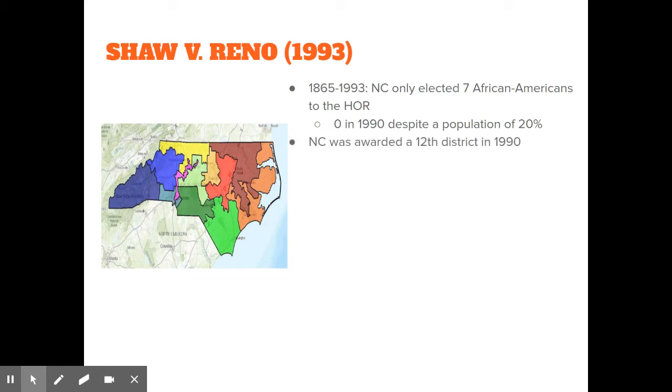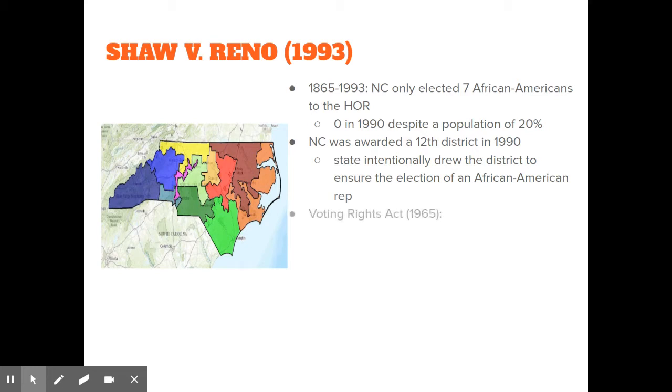So in 1990, because of reapportionment, North Carolina was actually awarded an extra congressional district, a 12th district. And the state of North Carolina decided that they were going to intentionally draw this new district to ensure the election of an African American representative. So they were going to draw the district in a way that predominantly included African American voters, hoping that by doing that, you would be able to sort of influence the election of an African American representative.